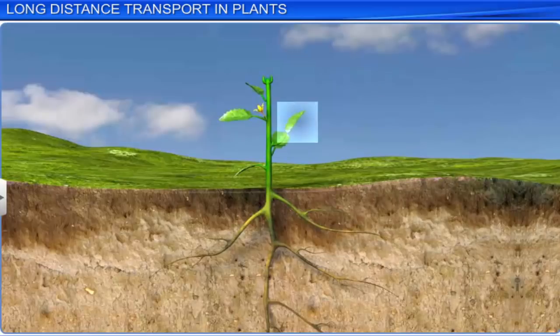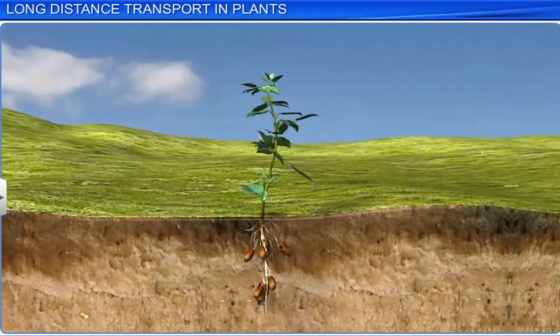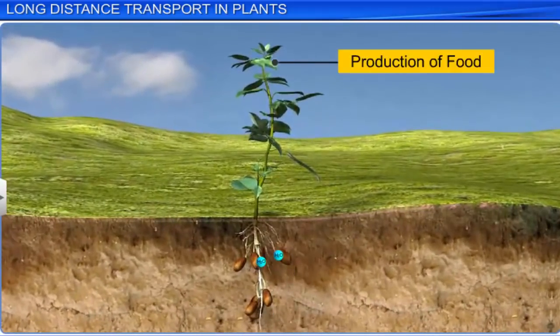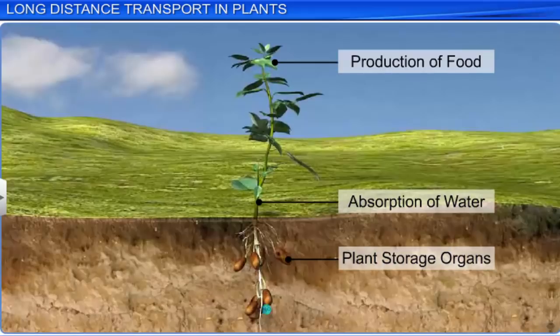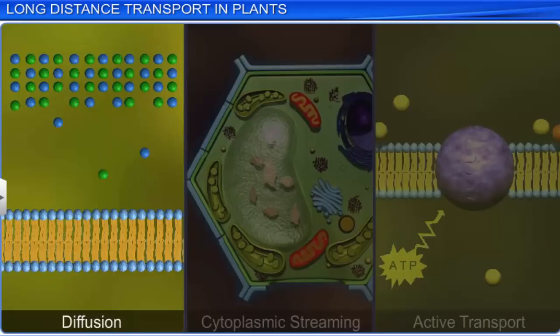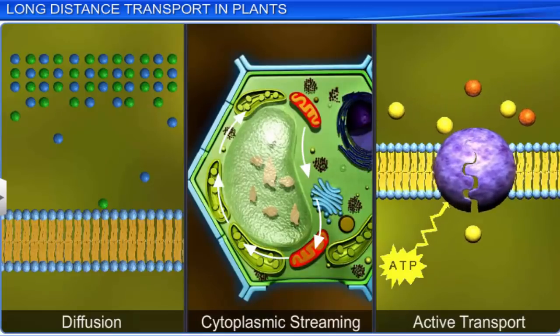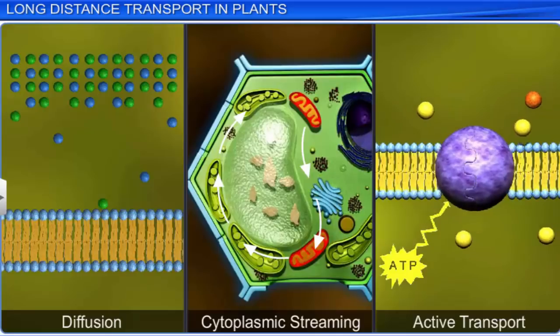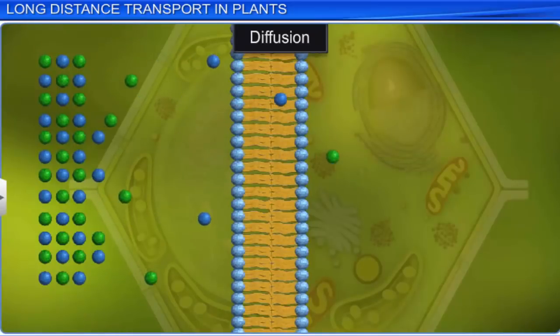Substances often need to be transported across both short and long distances inside plants. Sometimes the site of production of food or absorption of water may be quite far from the plant's storage organs. In such cases, means of transport such as diffusion and cytoplasmic streaming, supplemented by active transport, do not suffice. They can only account for short distance movements in plants. Moreover, diffusion is a painfully slow process, which might take years to transport substances over a distance of 1 meter in plant.